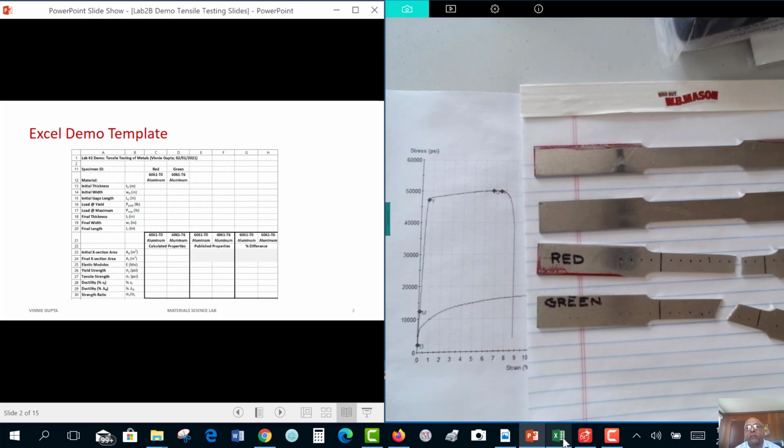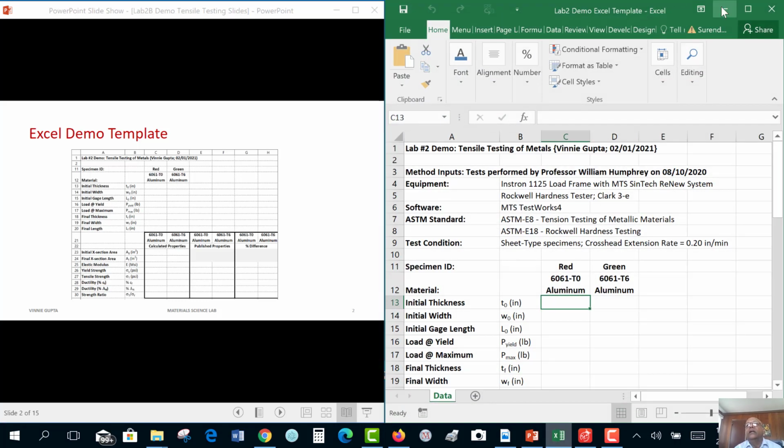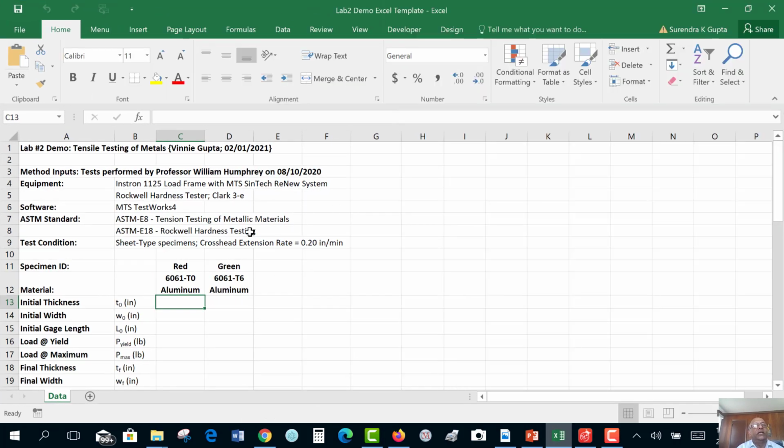So I'm going to fire up my spreadsheet. So here is my spreadsheet. We have used this Instron machine. We are going to talk about Rockwell hardness later on. The software is MTS TestWorks 4. I have these two samples. This is the annealed red aluminum sample. The green one is precipitation hardened. So let's start entering data.